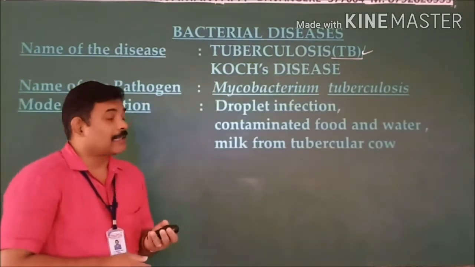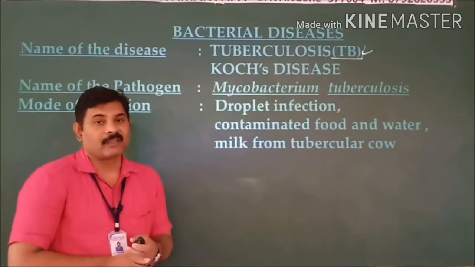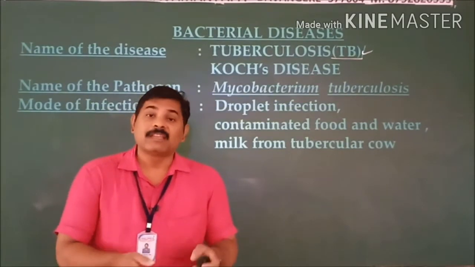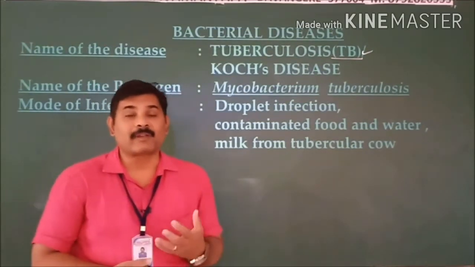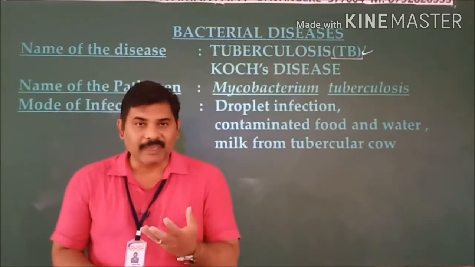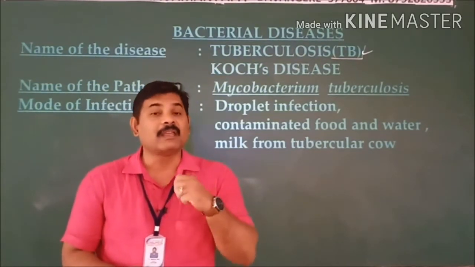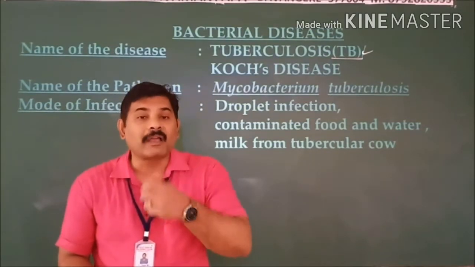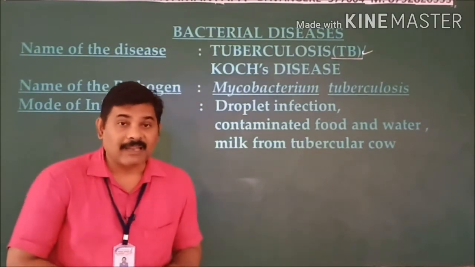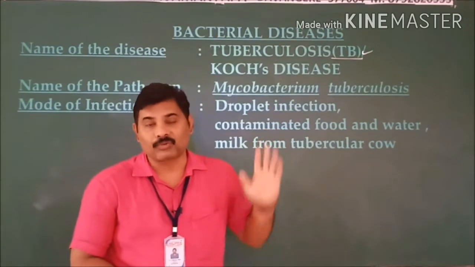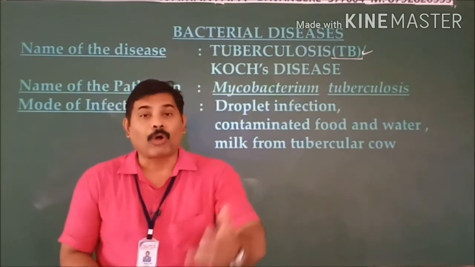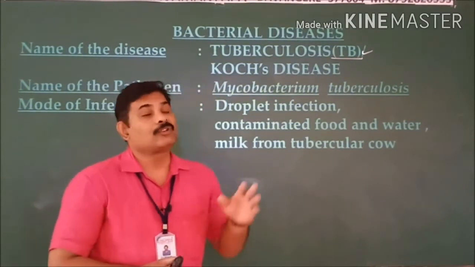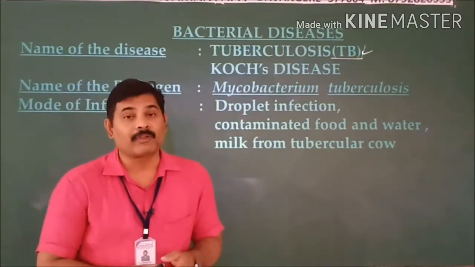And this disease gets transmitted by various means. Let us see what the means are. It gets transmitted by droplet infection. When a person suffering from tuberculosis speaks, sneezes, blows his nose or coughs, droplets of saliva come out. These droplets of saliva contain the disease causing pathogen. When the droplets fall on another healthy person, he may get tuberculosis. This is one mode of transmission.